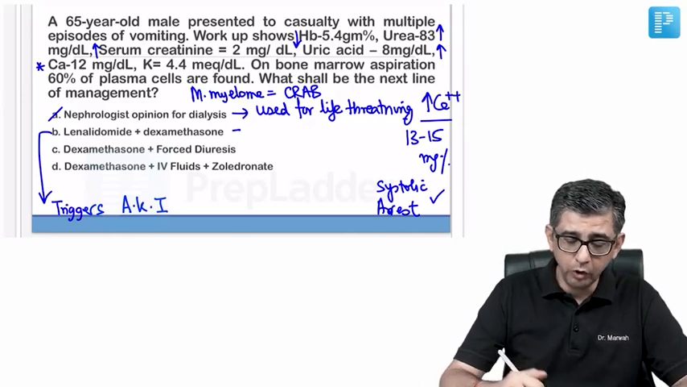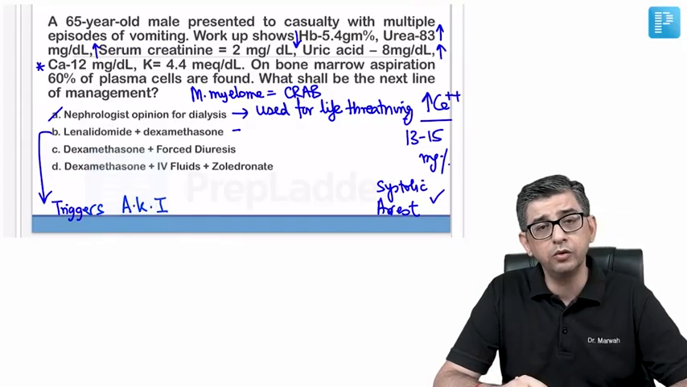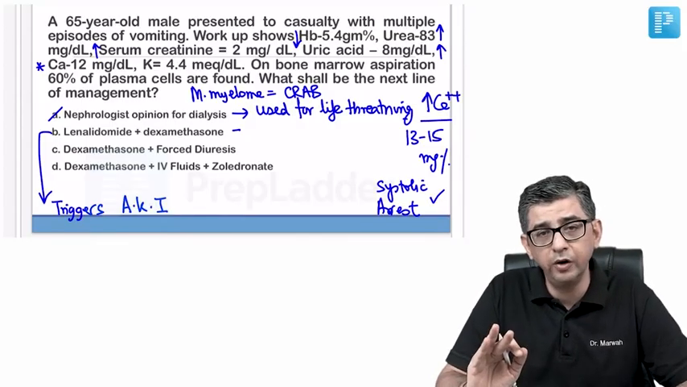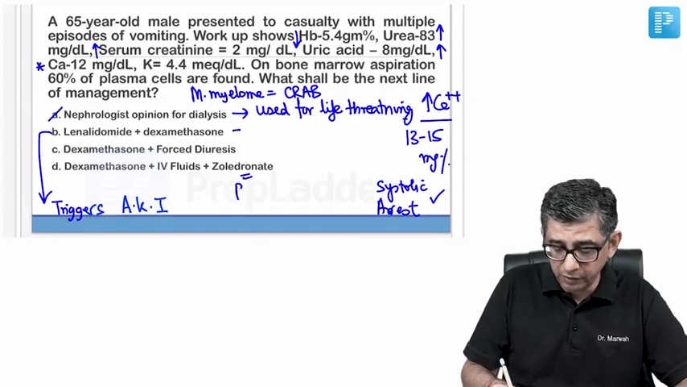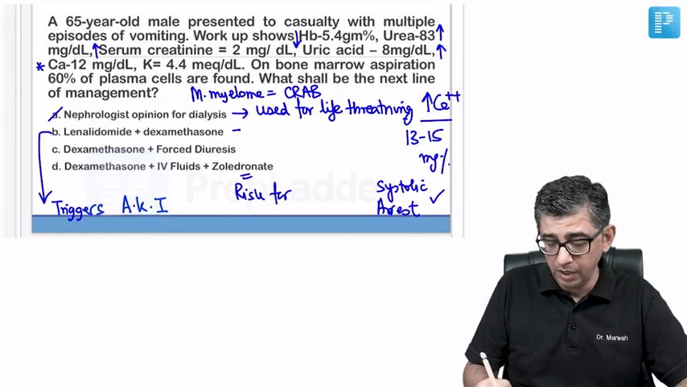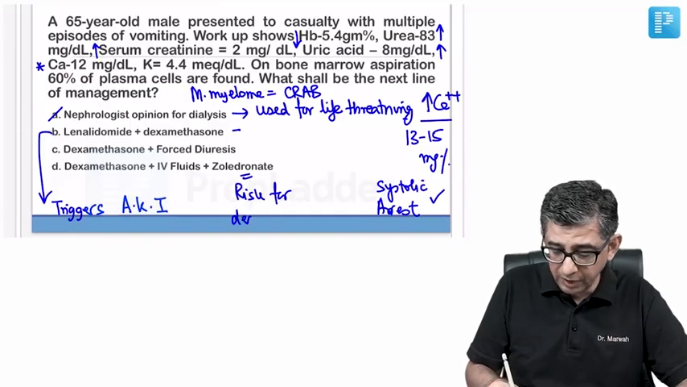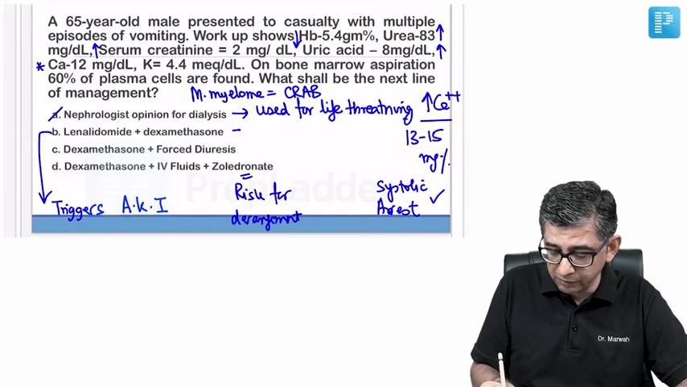Now the point is, even option D is giving you IV fluids, dexamethasone. The point against it is again zoledronate. Zoledronate is again a molecule which can always pose a risk for development of kidney failure in a patient. Already in this particular patient, there is a deranged KFT, and the derangement will worsen further.